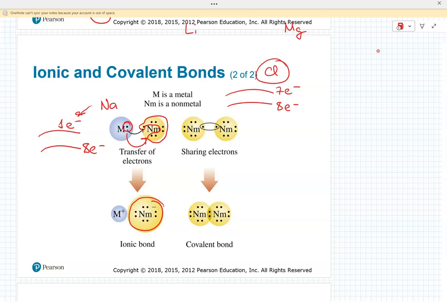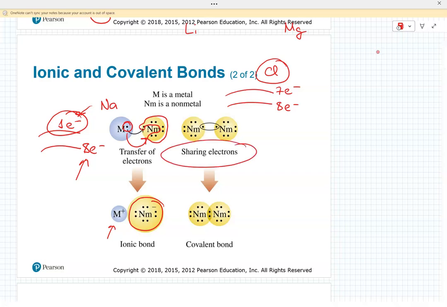Is it happy? It is. What about sodium? Well, it lost its outer electron, right? But the next orbital is just fine. Still happy. So this is the exchange.